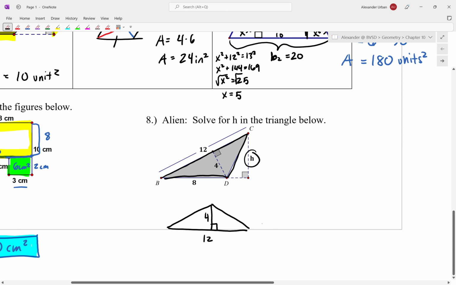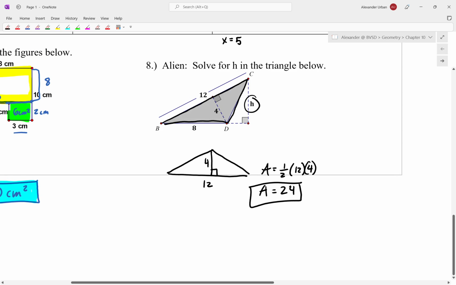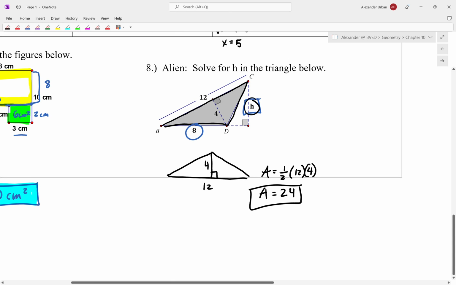So in this case, my area is just going to be equal to half of my base times my height. So half of 12 is 6. 6 times 4 is 24. So my area is 24. This is fantastic. This gives me my answer because now I have to look at it in a different perspective. I have a base times a height is going to be equal to my area.